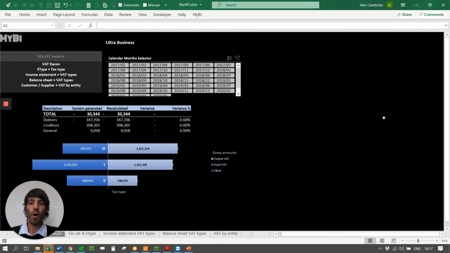This gives you a graph of what actually has happened on a gross amount level. All of this tells you how much you processed against tax type 15, how much you processed against tax type 1. This is all gross, meaning it's net plus VAT, and it's a nice color chart here, so it helps you to quickly visually see what's going on. Zero means zero processing, there's no VAT against it.